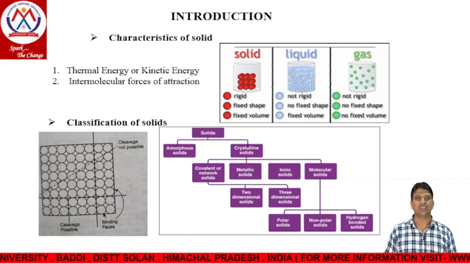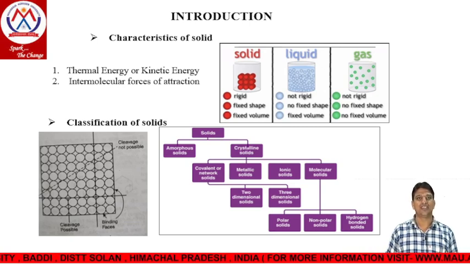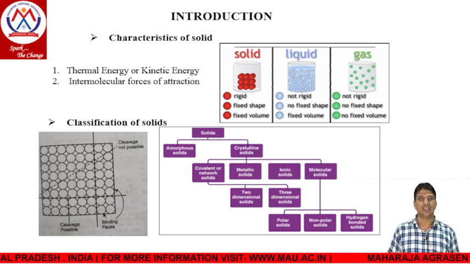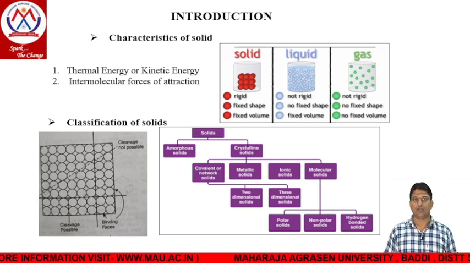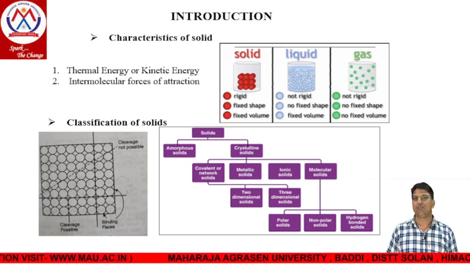In classification, solids are divided into two main types, that is amorphous solid and crystalline solid. In crystalline solids, the constituent particles are arranged in a definite and regular pattern. But in amorphous solids, the particles are arranged in an irregular way. Crystalline solids are anisotropic in nature. Anisotropic means they have different properties in different directions. While amorphous solids are isotropic in nature. Crystalline solid is further divided into four types, that is covalent solids, metallic solids, ionic solids and molecular solids.